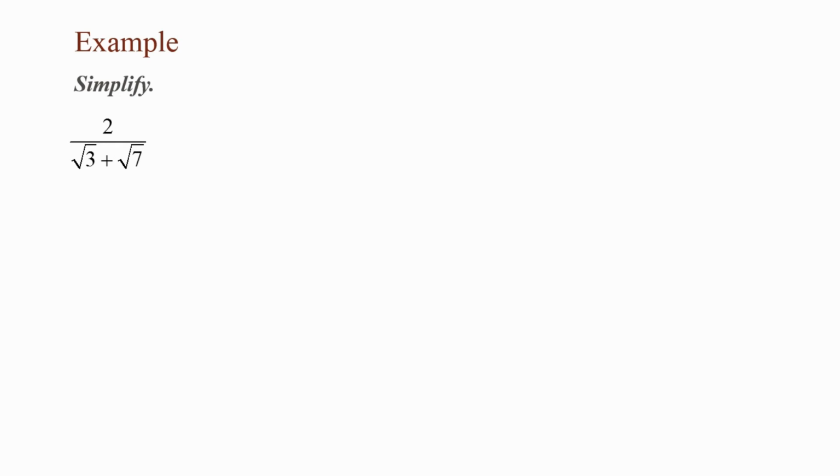In this example, simplify 2 divided by the square root of 3 plus the square root of 7. Our conjugate is going to be the square root of 3 minus the square root of 7. I want to multiply top and bottom by the square root of 3 minus the square root of 7. For my numerator, I'm going to distribute. 2 times the square root of 3 is 2 square root of 3, and 2 times negative square root of 7 is minus 2 square root of 7.